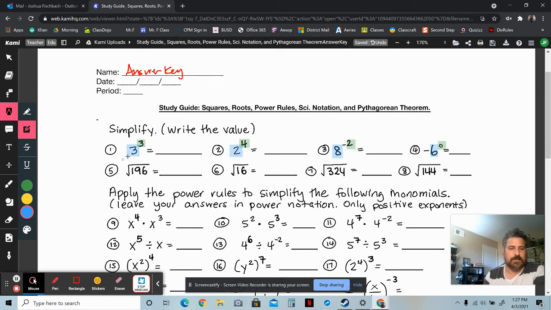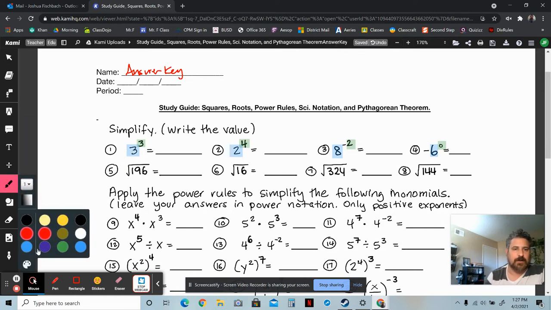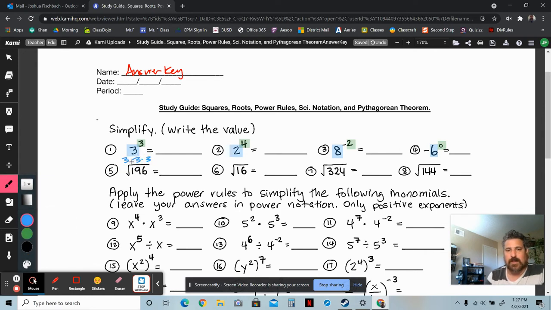Let me see if I can change that up to green here. Perfect. So let's do blue actually. So this would be 3 times 3 times 3, and that's going to be 9 times 3, which is 27. Okay, so that's the answer there.